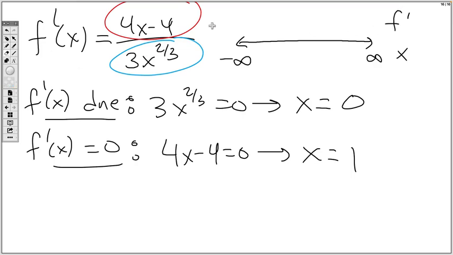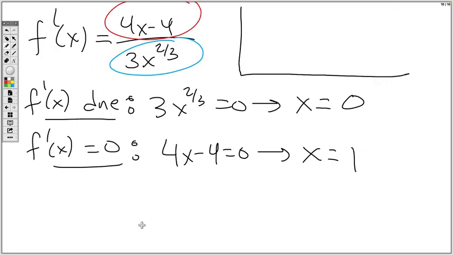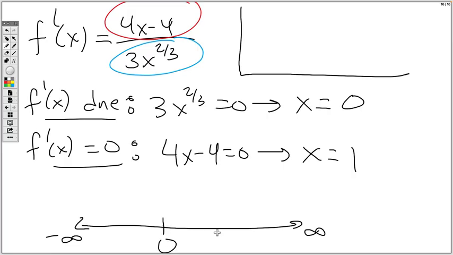Whoops. Give myself some room here. We'll use this part for the testing part. So we got a minus infinity to infinity. We got a 0 and a 1. These are my x values. Then I'm going to have my f prime of x values. Then I'm going to see what's going on with f of x.